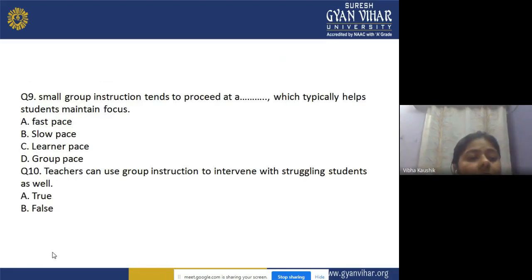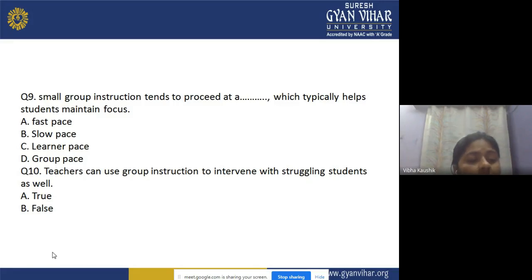Now the ninth one: small group instructions tend to proceed at a dash, which typically helps students maintain focus. Now what is that? Fast pace, they will learn at a fast pace. Slow pace, they will learn very slowly. Learner pace, at their own pace, I will learn today that much content only. Or the group pace, how the group is learning. So small group instructions tend to proceed at a fast pace.